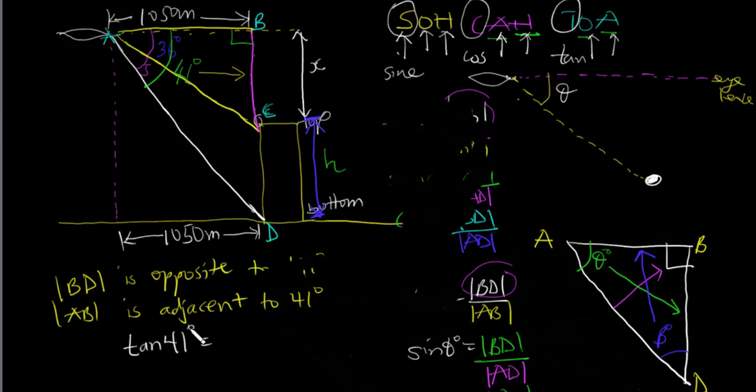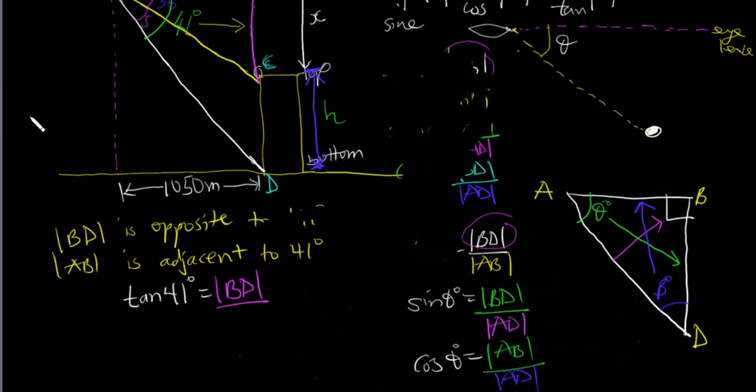I'm using tan because I know the side AB. The side AB is 1050 meters, and to the angle 41 degrees, the side AB is adjacent to it, and the side BD is opposite to the angle 41 degrees. I am not using AD because I don't know AD, and I don't want to find AD at this level. So tan 41 degrees is the side BD divided by, so opposite over adjacent, the side AB.